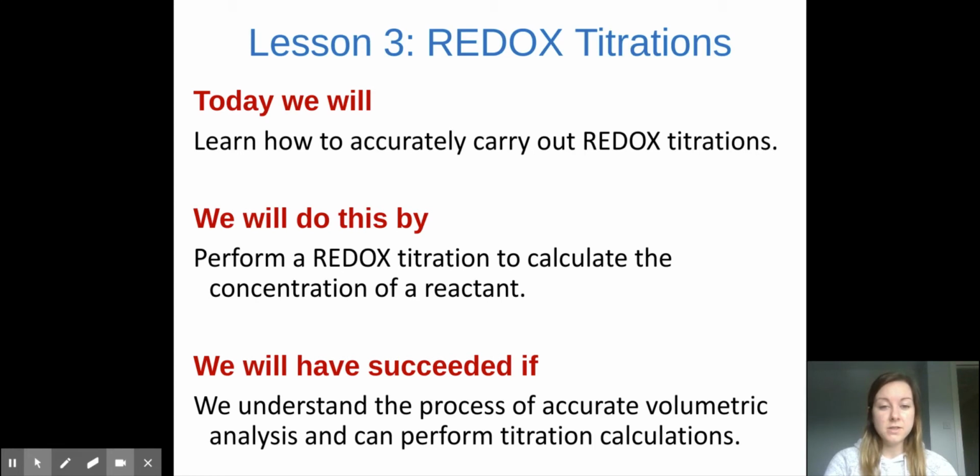Make sure that you're rinsing the beaker a few times to make sure that any particles still stuck in the beaker are being transferred over and not being left behind. And being really, really accurate in the way that you fill your glassware to the mark. So again, we talked about the meniscus. The bottom of the meniscus needs to be sitting on the line. So as long as you are aware of all of those different practices, then you are understanding the process of accurate volumetric analysis. We also want you to be able to perform these titration calculations.